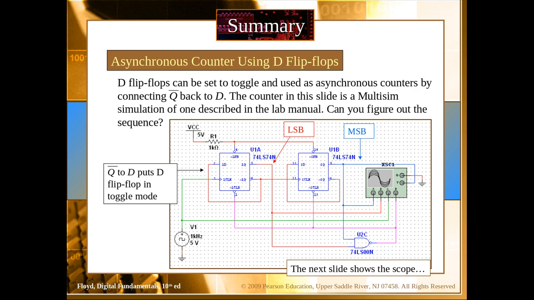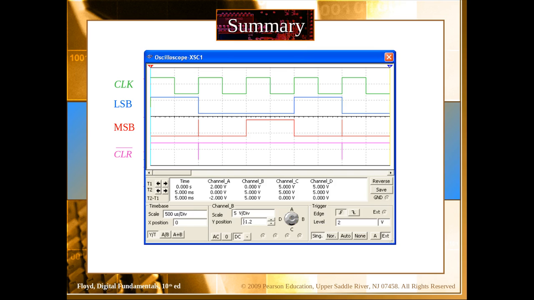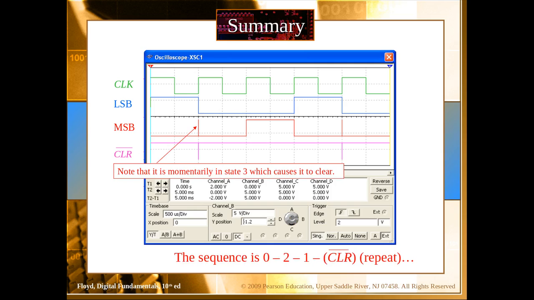We can also make an asynchronous counter using D flip-flop. The only thing that we need to do is, since a D flip-flop could be made into toggle mode if we connect the Q bar output to the D input, so it would always remain in the toggle mode. So these are some waveforms. We have a clock, we have LSB, MSB, and a clear signal, which could be used to reset the flip-flop to a truncated level of the counter. So for example, this counter would count a sequence like 0 to 1, then clear, and then repeat.